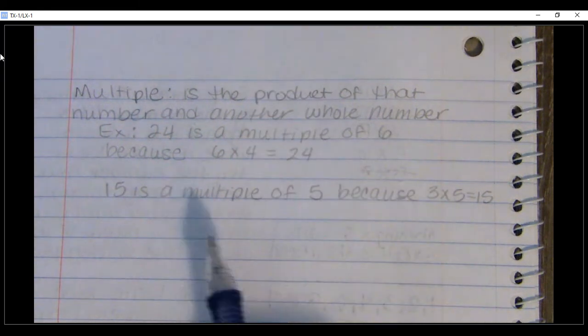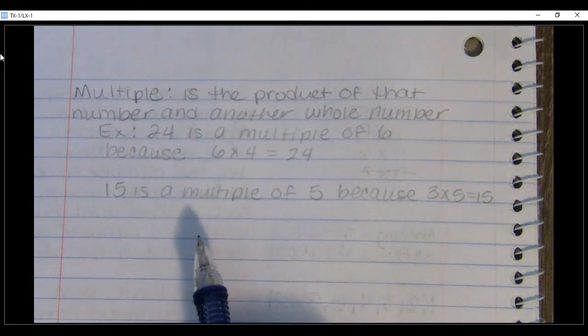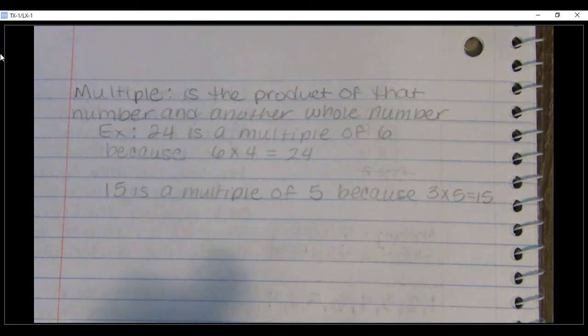Now this word is going to be very important as we continue on. So please make sure we get it in our brain that what you multiply to is going to be called a multiple. You guys did great for this first video, so let's continue with our notes and get ready for the assignment.